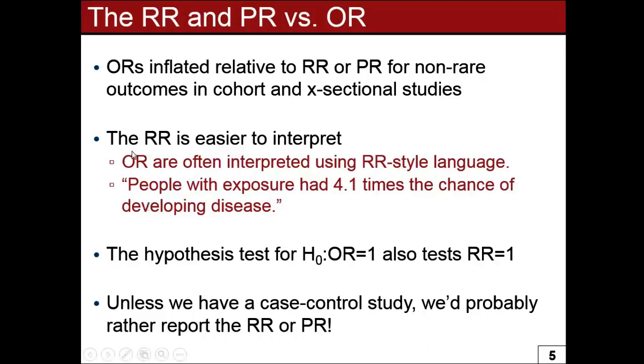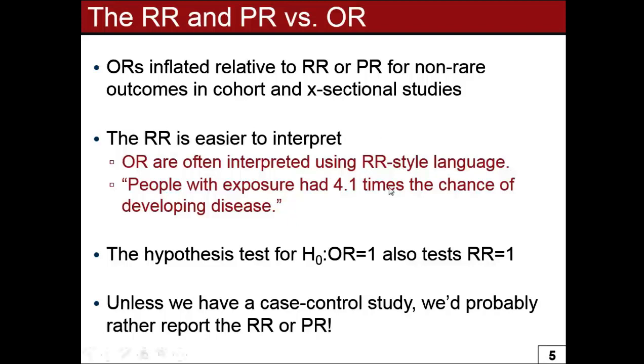It's easier to interpret. The language we use for the odds ratio is basically lifted from the risk ratio. We say things like people that were exposed had 4.1 times the chance of developing disease. When we talk about odds ratios, we really wish we were talking about risk ratios, and our language reflects that. We say it's this much times the risk, but it's actually the odds. The ratio of the odds is this much times that ratio of the odds, and that's really wordy, so we don't usually say it. We often say the risk ratio words.